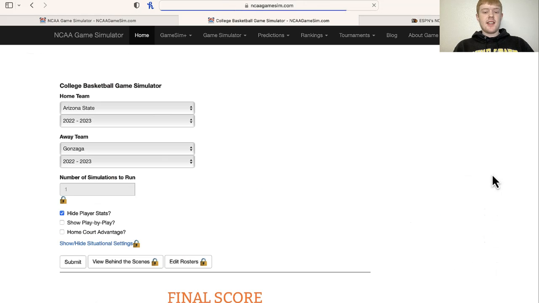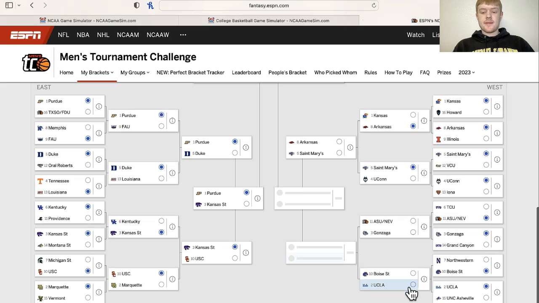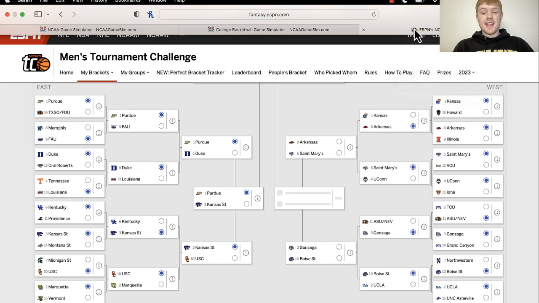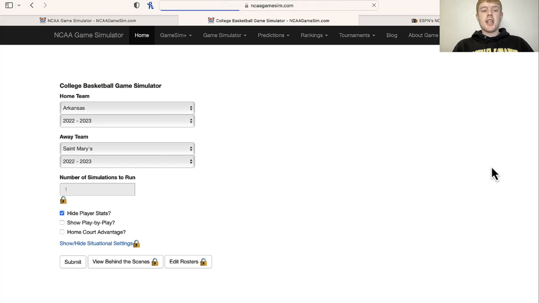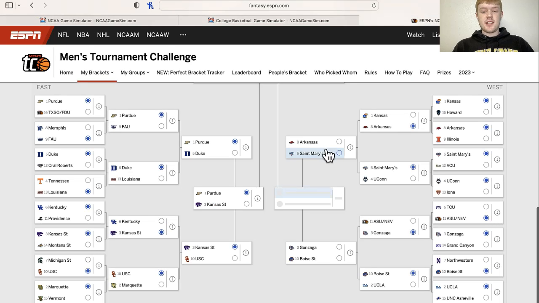And now we have that 11 seed play-in game team, Arizona State versus Gonzaga, and Gonzaga is going to beat Arizona State. Now we got Boise State versus UCLA, and Boise State's going to upset UCLA and move on to the next round. And now Arkansas versus St. Mary's, and St. Mary's is going to win another game, and they're going to move on to this matchup to see if they can go to the Final Four.